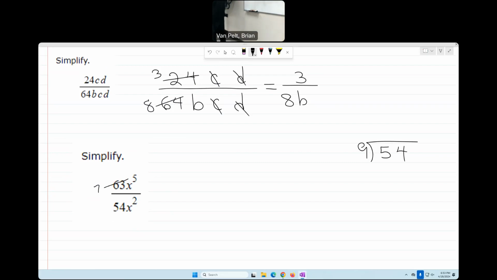What times 9 is 54? 6, correct. I'm just on to this, I don't know how to do it, except I know what that is. Put 6 down here, and then we can do 5 minus 2. 7x cubed. Or 6.